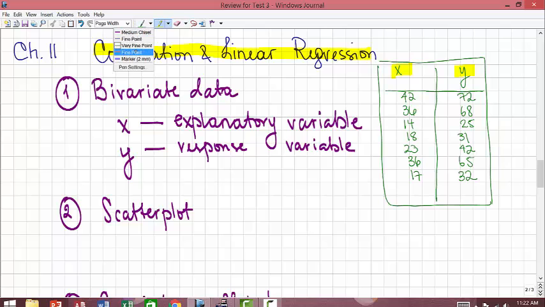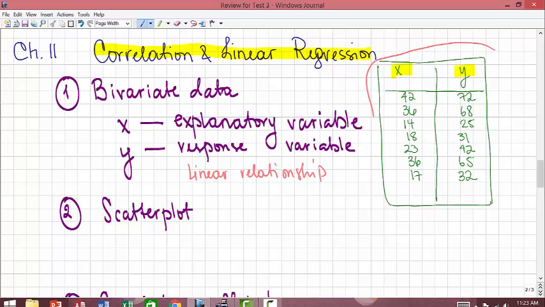The main goal of this problem is to figure out if there is a linear relation between the two variables. Okay, so you will be given a table with ordered paired data, x and y. x we call the explanatory variable, and y is the response variable, or the one that you will be predicting based on x. And our main goal is to figure out, is there a linear relationship here? Can we come up with a linear model to predict values of y?